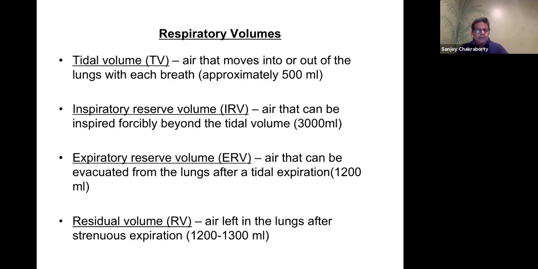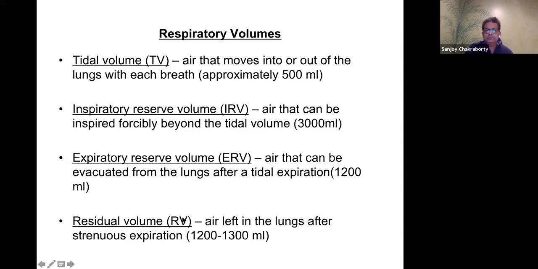So you can define ERV as the amount of air one can exhale after a normal exhalation. When you say normal exhalation, we actually mean tidal volume. So after that, if you want, you can still get out another 1200 ml, which you don't do all the time, because you don't breathe out extra air all the time. But if you want to, you can.